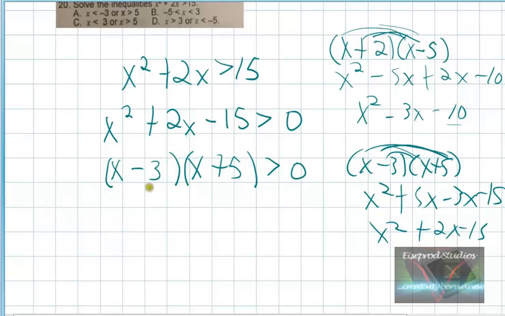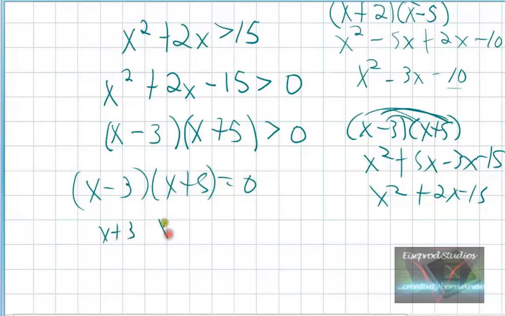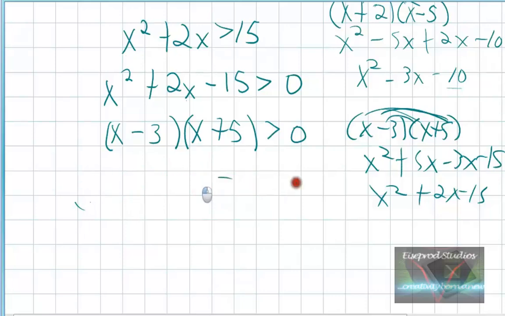Now, what would happen if we had said x minus 3 quantity times x plus 5 quantity is equal to 0, and we were solving for x? Well, we would say x is positive 3 over here, and x is negative 5 over here. But that's not what we're trying to do. We have an inequality instead. So the thing to change will simply be the inequality. Instead of an equal sign, we're going to have a greater than sign.